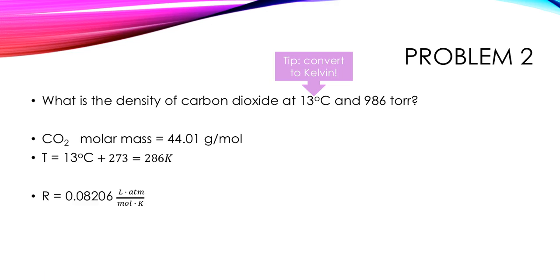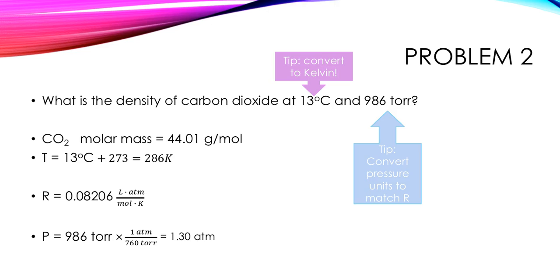We have an R value in atmospheres. We had one in kPa. I'm going to use the one in atmospheres because I just feel like it. But we do need to make sure our pressure units match. So what I really need to do here is take my torr for pressure and convert it to atmospheres, because otherwise it doesn't make sense. So we need to make sure that they all correspond. So there are 760 torr in an atmosphere. So my pressure in atmospheres is 1.30 atmospheres.